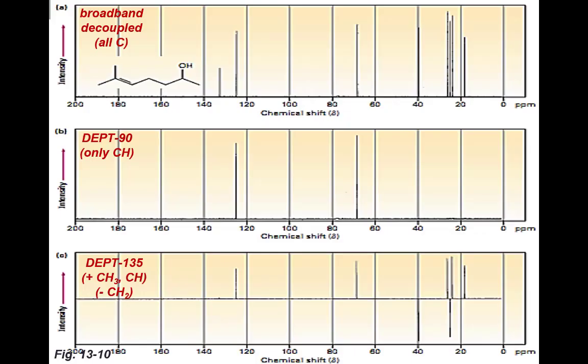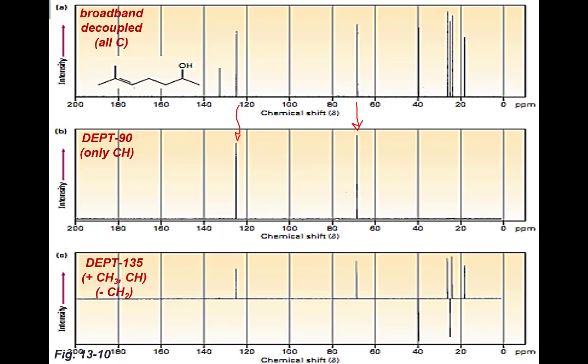So who cares? Well, if we put those together, here's broadband decoupled. Here's the molecule we're looking at. We see a broadband decoupled at the top. We see the CH peaks in the middle, and then we can differentiate here at the bottom. What this allows us to do is to look at this and say, these are all of my carbons on the top spectrum. I know that this one was a CH, and this one was due to a CH. So I definitely had 2 CH groups in there.